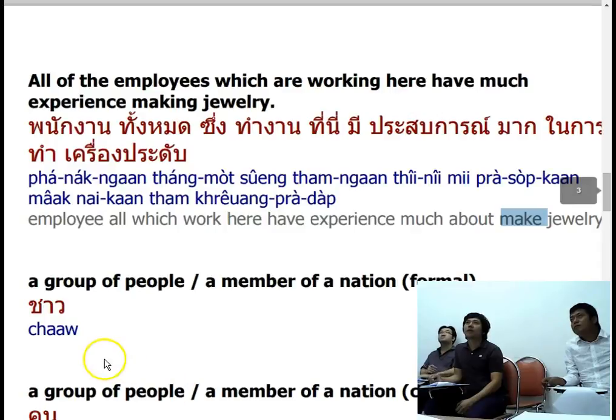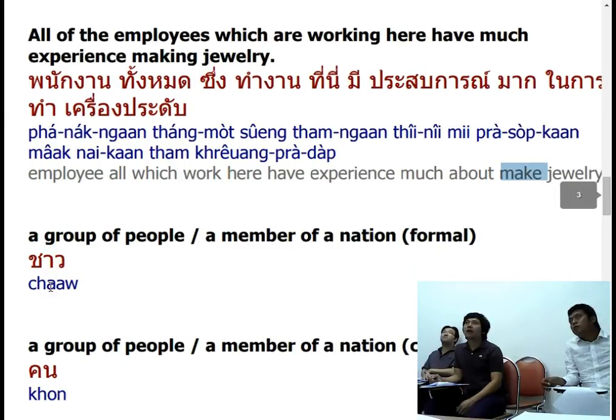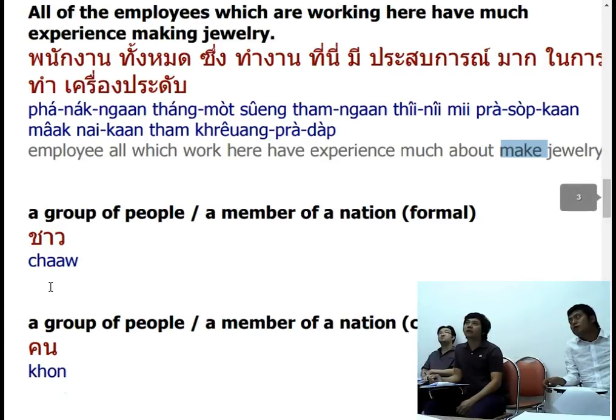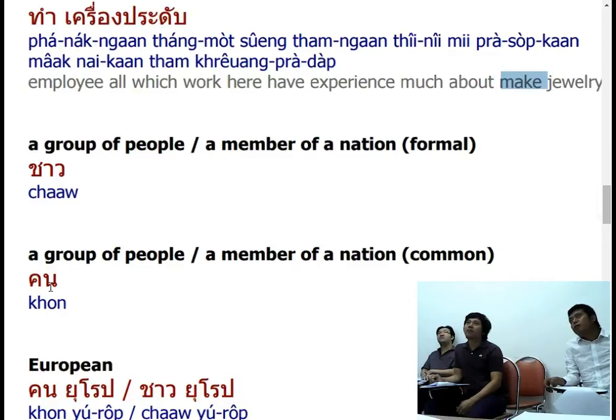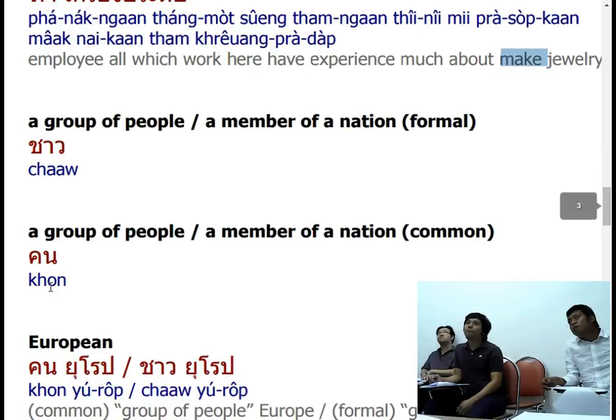Okay, a group of people. A member of a nation. Very good. In Thai, what would you say? Chao. Okay. A group of people. And that's kon. Is that one word? That's one person or also a group? A group, yeah. Both. Wow. Okay. A group of people. Very good.